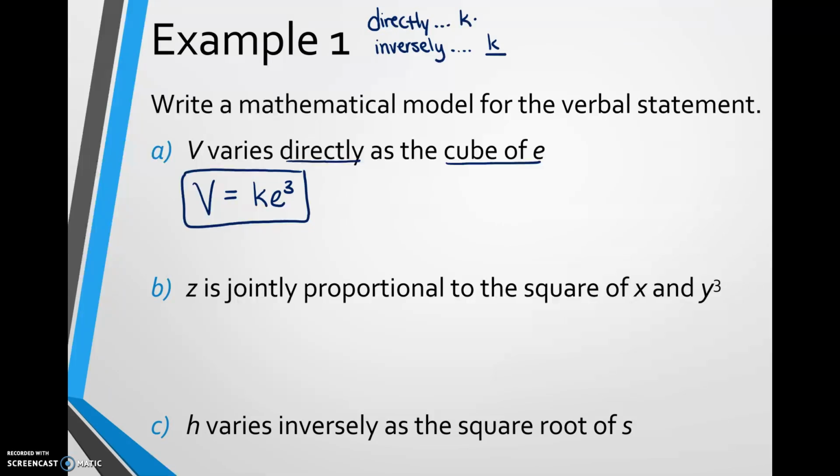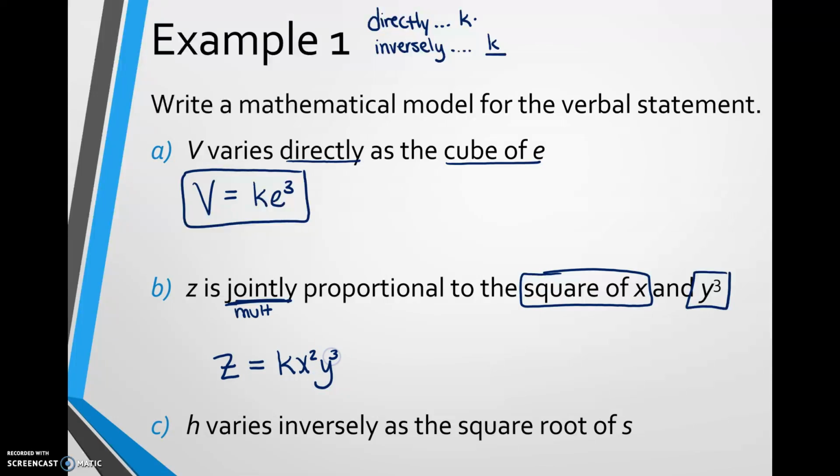Z is jointly proportional. Jointly is also multiplication. So Z is jointly proportional, so there's k times the square of x, so x squared, and y cubed. Z equals kx squared y cubed.